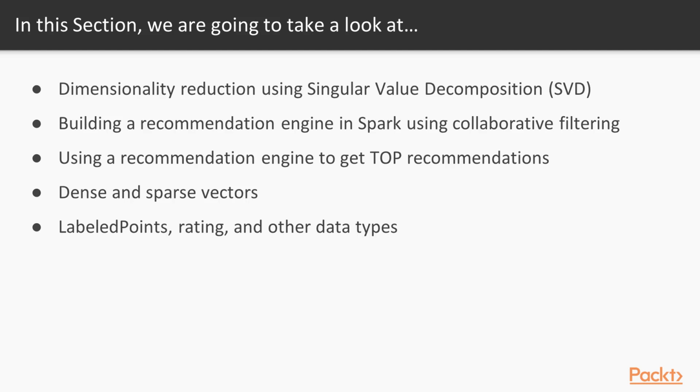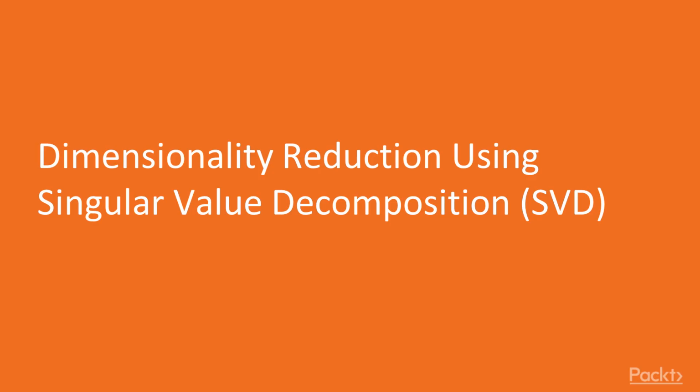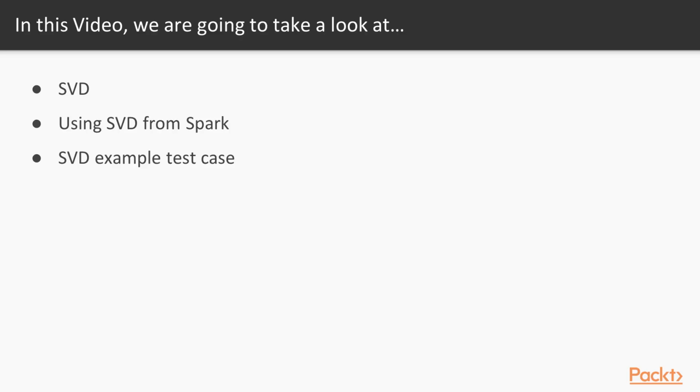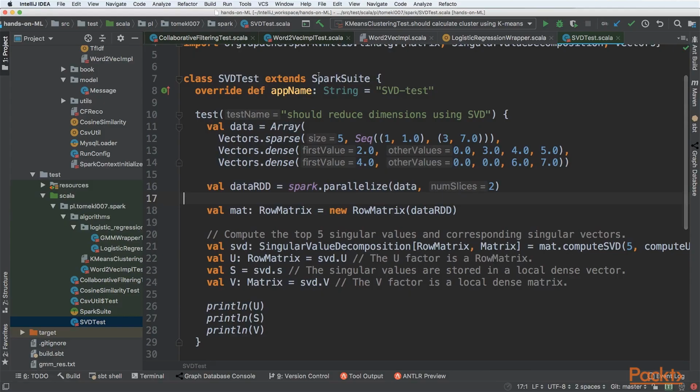We'll see the difference between dense and sparse vectors, and also we'll be looking at labeled points and other data types. And this is the first video, in which we'll be looking at dimensionality reduction using singular value decomposition. So we'll be understanding SVD, we'll be using SVD from Spark, and also we will see an example test case of SVD. So let's look at the SVD.